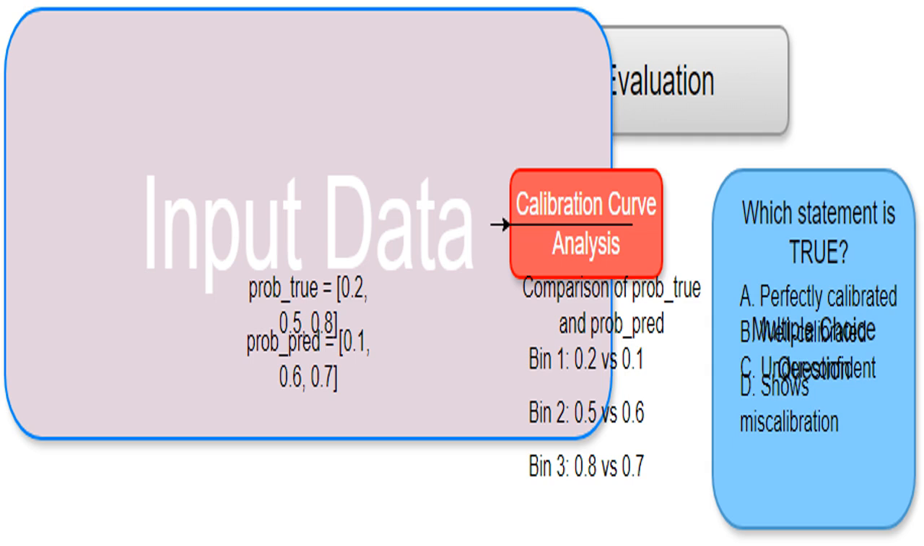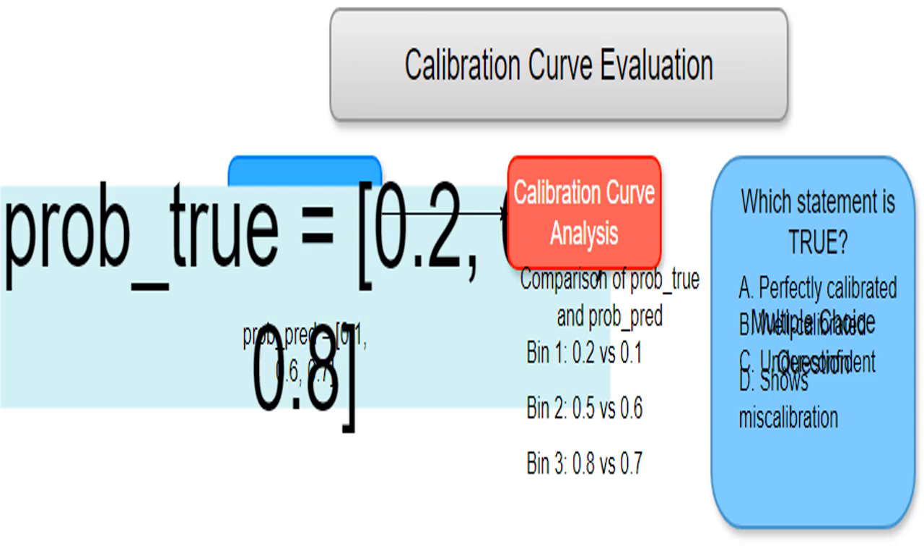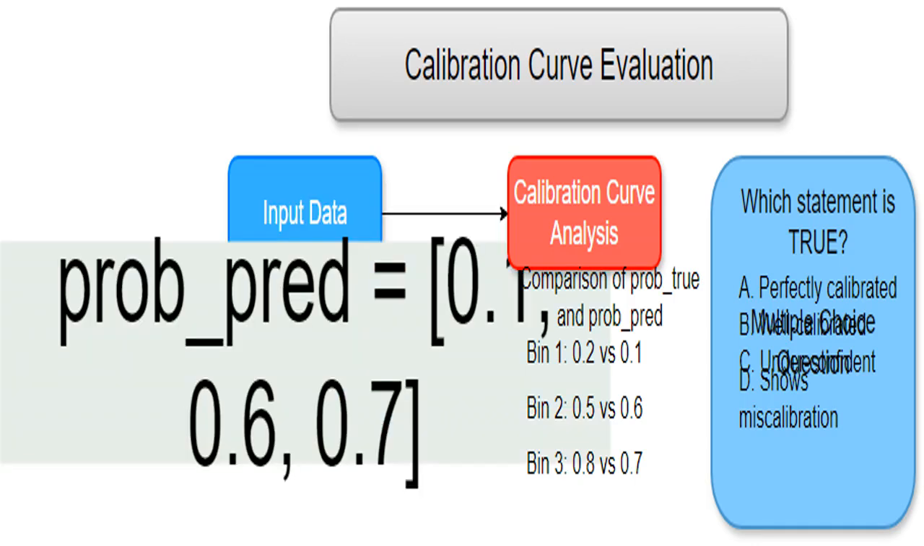Think of it like this. We split up our predictions into groups based on the probability scores. Prob_true tells us the actual average probability of success for each group, and prob_pred shows what the model predicted the average success probability to be for each group. This list gives the true average probabilities within each bin. For example, the first group of predictions had a true average probability of success of 0.2. This list shows what probabilities the model actually predicted for those same groups.